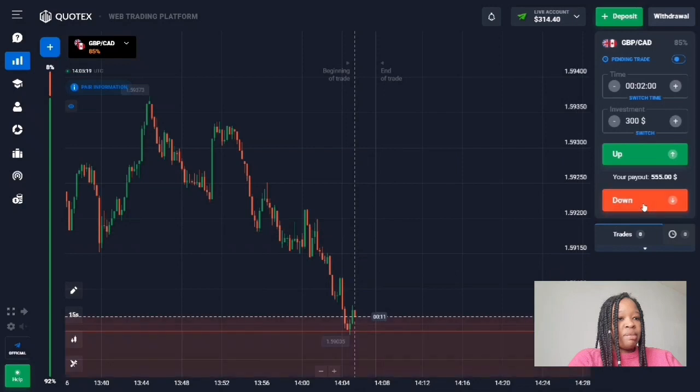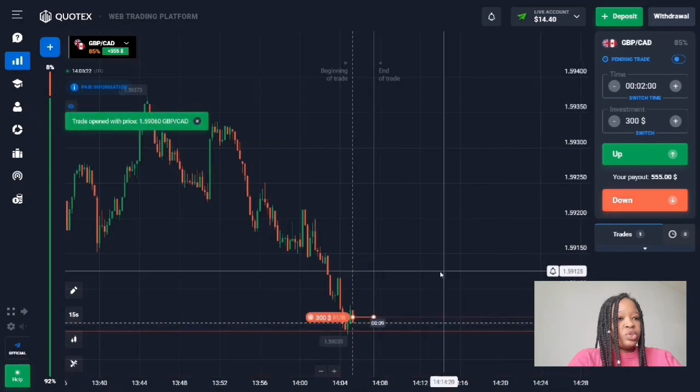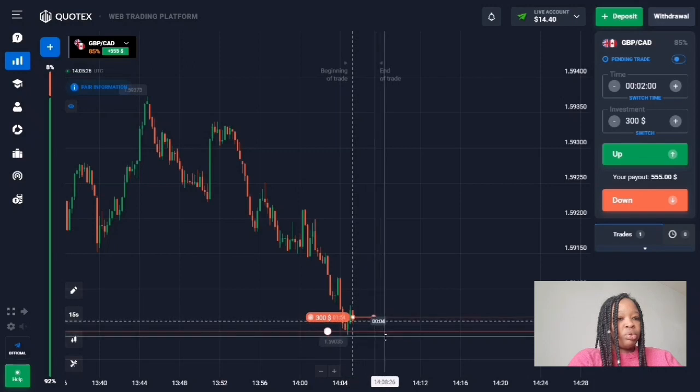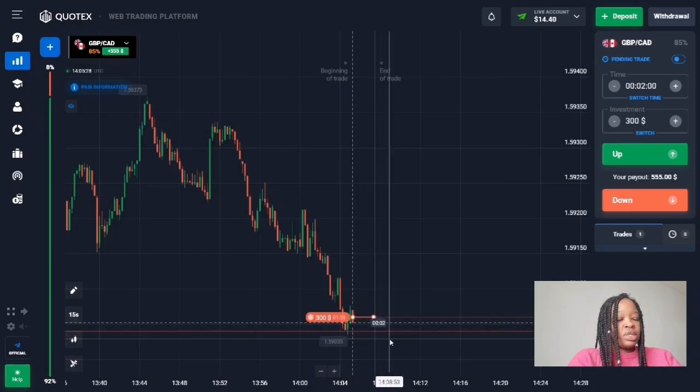So here I'll enter the market with a down trade for 2 minutes, and I think that price will be trending towards this level and break through it. So let's wait and see the results of this trade.